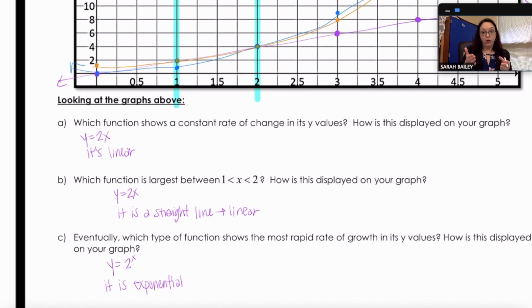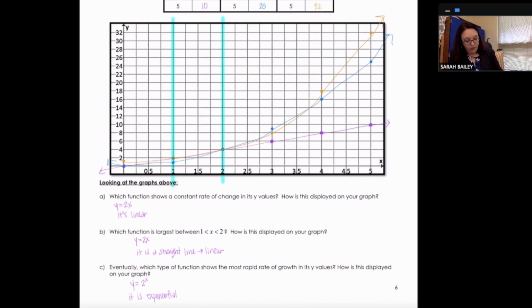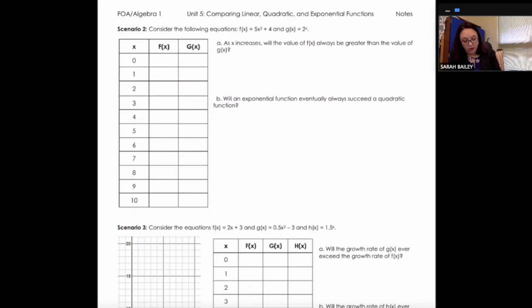Now, if you look, like we said, between 1 and 2, the linear function had the highest, right, was the biggest. But that's only between that small interval, okay? Over the long term, your exponential function is always going to exceed the other 2. All right, let's look at the next page.